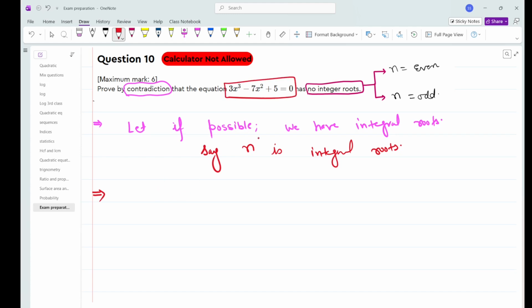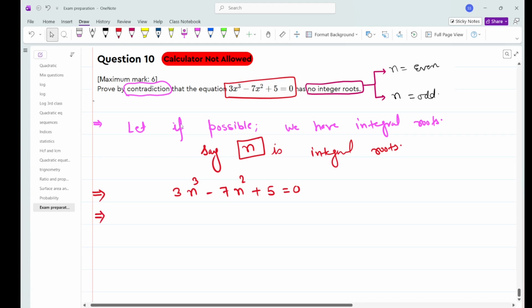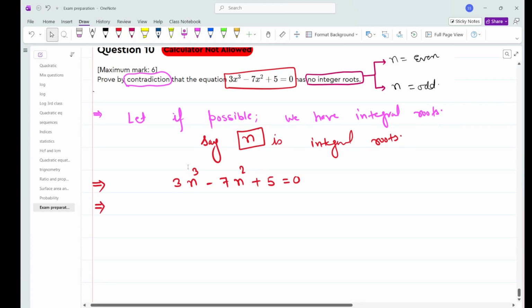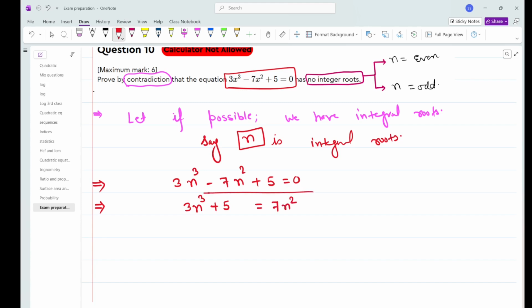Am I right? n must satisfy this equation. So I should write 3n cubed minus 7n squared plus 5 should be equal to 0. Now we have to do something which creates some contradiction, some controversial statement we have to prove. So see what we can do. We can write 3n cubed plus 5 should be equal to 7n squared. Can we write this?